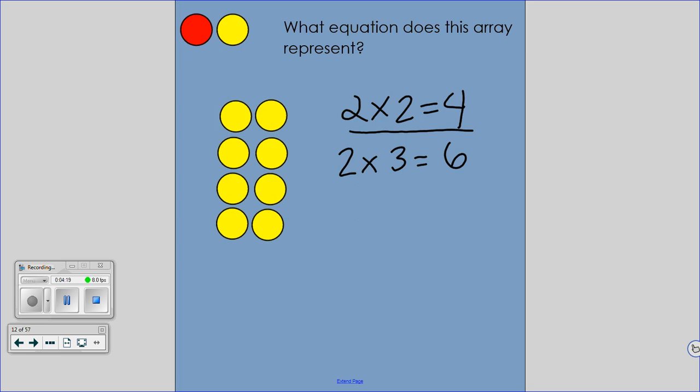What is our equation for this array, Jackson? 3 times 4. Keep going. I said equation. 2 times 4 is 8. Awesome. Add another group of 2.